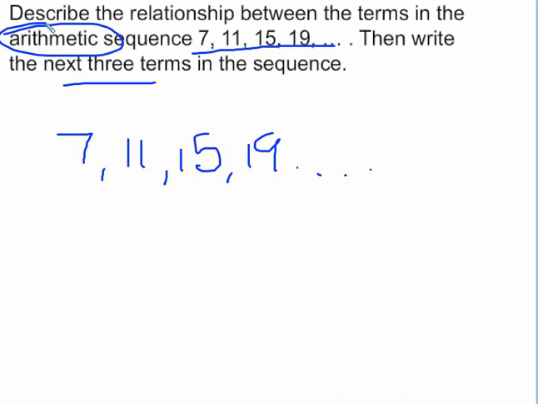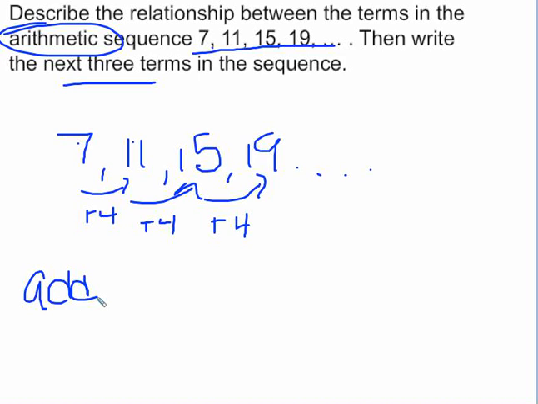So in this case, I look at this and think, okay, 11 minus 7, that's 4. So that means I have to add 4 to get from 7 to 11. Does that work? Yes. If I add 4 to 11, do I get 15? Absolutely. If I add 4 to 15, do I get 19? Absolutely. So I know that the description is that you add 4 to each term.